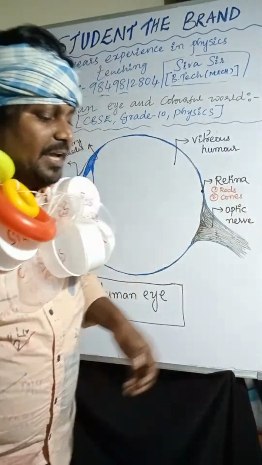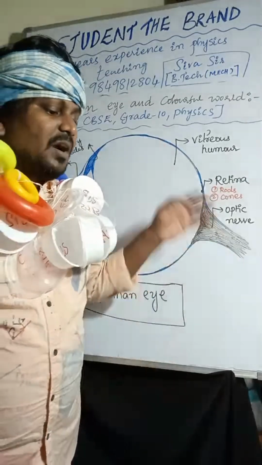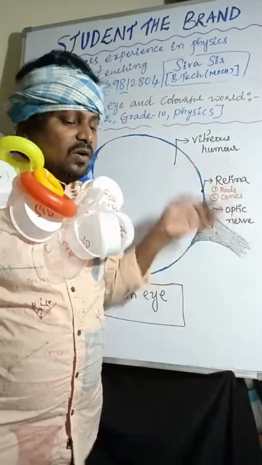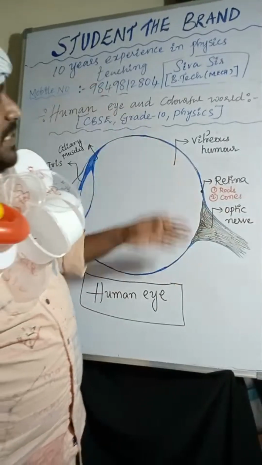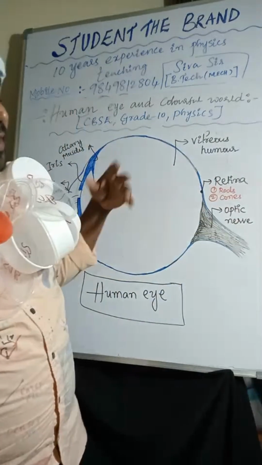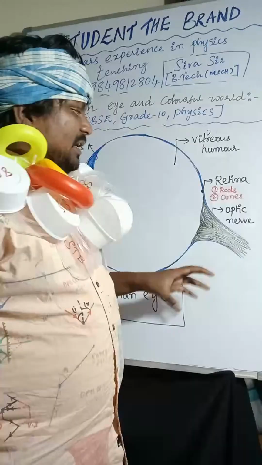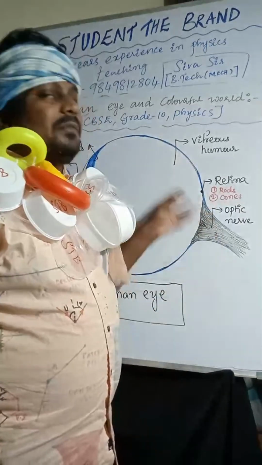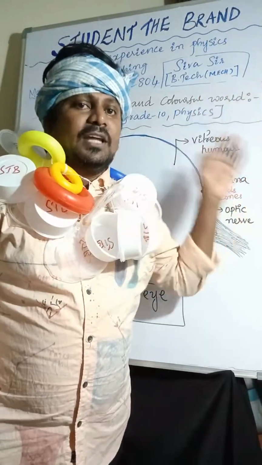Inverted and real image. At the retina, rods and cones are present. Rods sense the intensity of the light, cones sense the color of the light. Whatever image is forming at the retina will be converted into an electrical signal that will pass to the brain through the optic nerve. The optic nerve will carry the electrical signals to the brain.